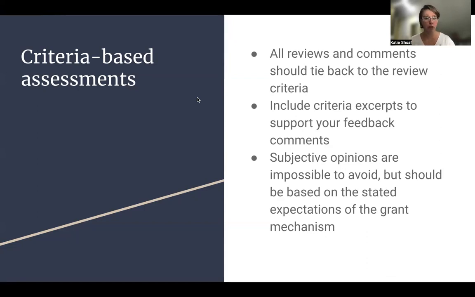And of course, we're humans. It's impossible to avoid subjective opinions, but you need to be tying your opinions and your comments directly back to the stated expectations of the URC grant mechanism.